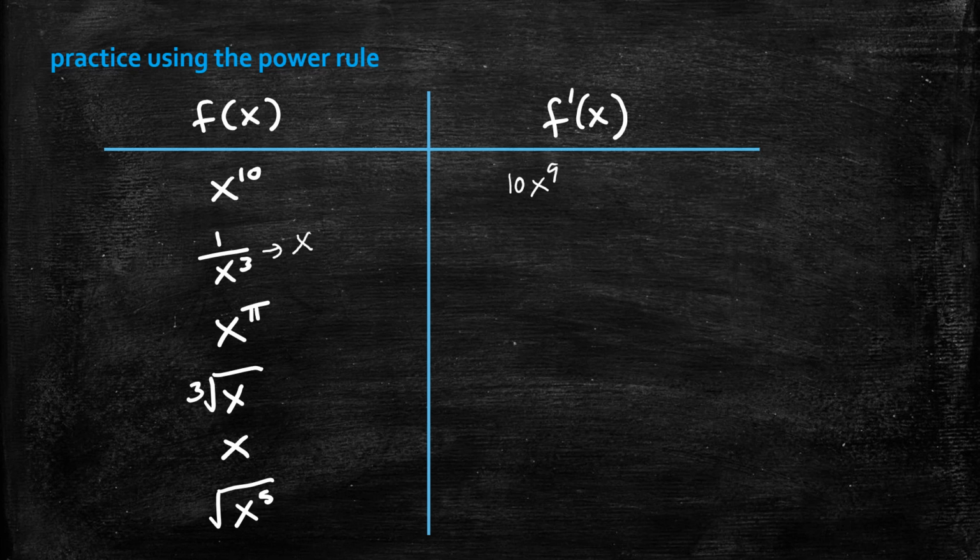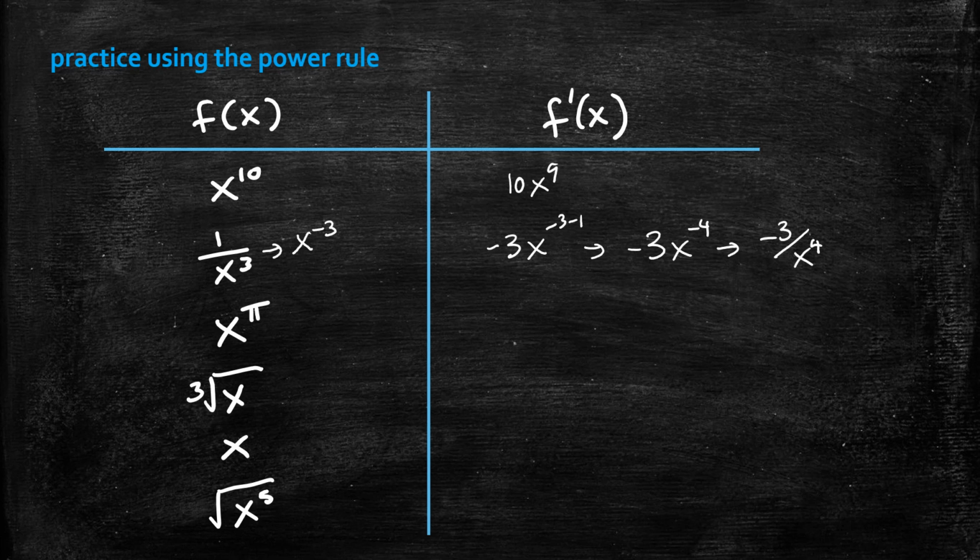Recall that to use the power rule, it really has to be in the form x to the n, so we need to rewrite that as x to the minus 3. The power rule works even with negative numbers, even with irrational numbers, even with fractions. So we bring the negative 3 in front. Now be careful here, because if you're going to reduce the exponent by 1, it's actually going to be negative 3x to the minus 4, which you should recognize could be rewritten as negative 3 over x to the 4th.